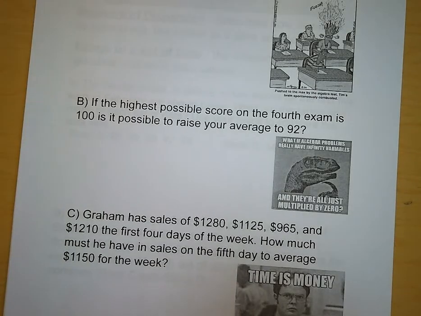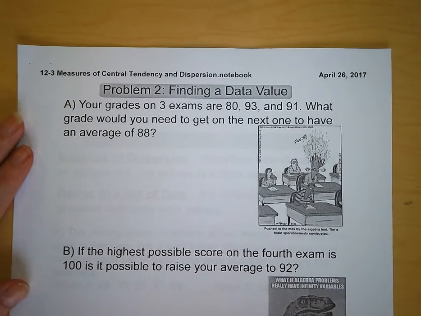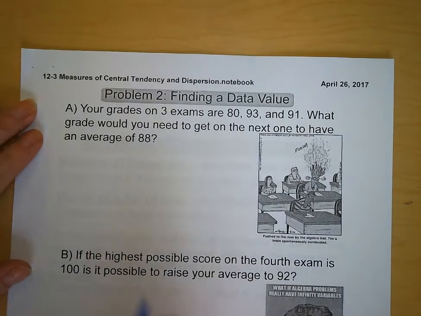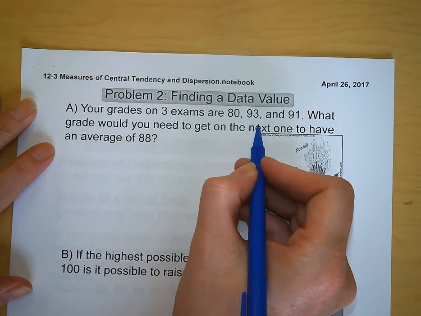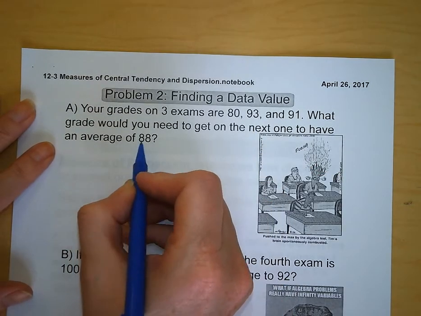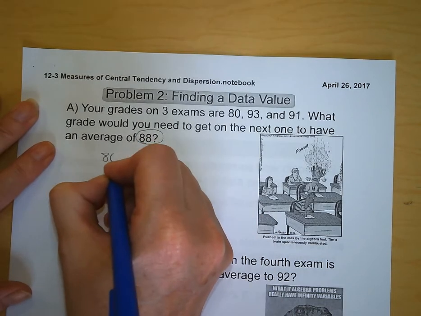All right, problem number 2, finding a data value. There will be one on the test like this. For some reason, this has been confusing in the past. So your grades on 3 exams are 80, 93, and 91. And we want to know what grade you would need to get on the next one to have an average of 88. Well, how do we set up an average?